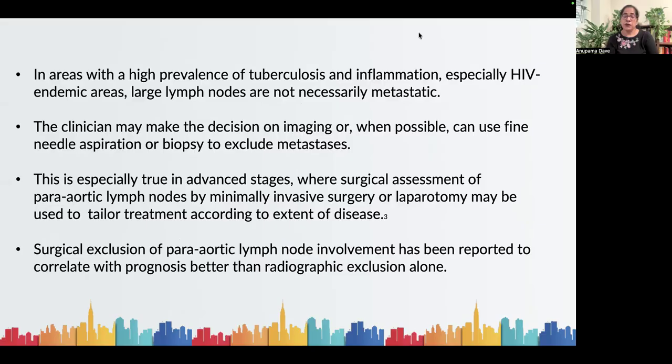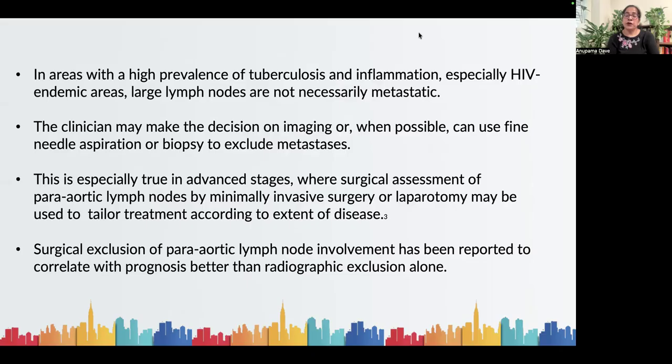Now, in areas where there is high prevalence of tuberculosis and inflammation, especially HIV endemic areas, we may find large lymph nodes, and these lymph nodes may not necessarily be metastatic. So, the clinician may make a decision on imaging or, when possible, through fine needle aspiration or biopsy to exclude metastasis and allocate a lesser stage.